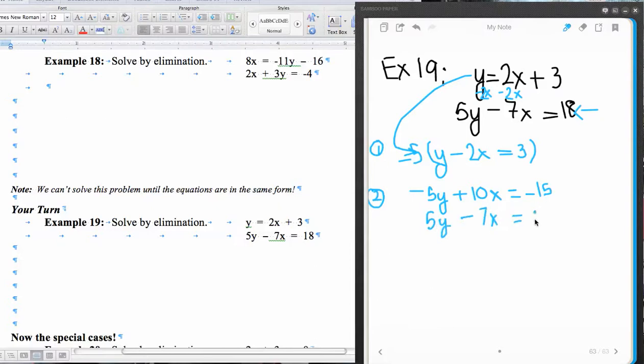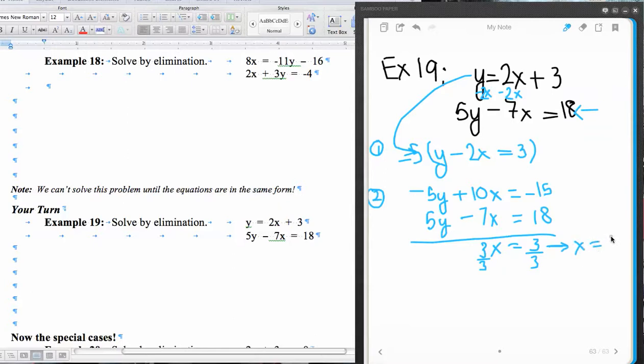And then I can add. So negative 5y and 5y is 0, 10x and negative 7x is 3x, and then negative 15 and positive 18 is positive 3. Multiply by the reciprocal to remove the numeric coefficient, and finally I have my solution, which is x is equal to 1.